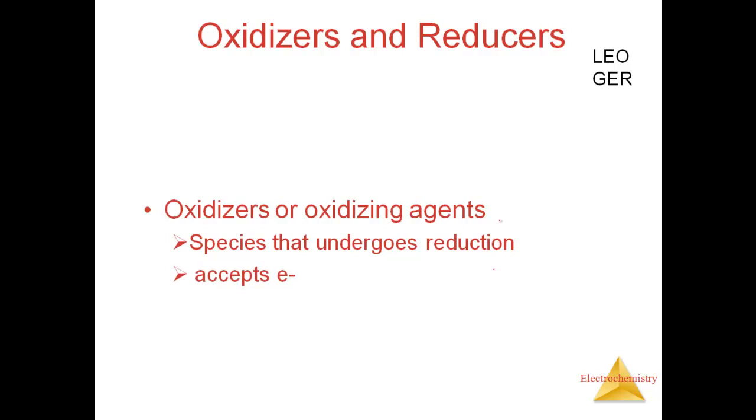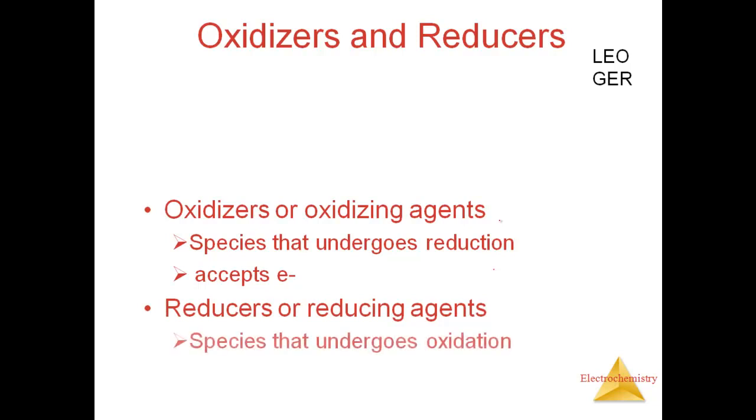Reducers gain electrons. Something that's reducing gains electrons, and in doing so accepts them from the agent that is oxidizing, or losing them. And of course the reverse would be true. Reducers or reducing agents are those that are actually undergoing oxidation, and in the process of losing electrons they are allowing another substance to gain them.